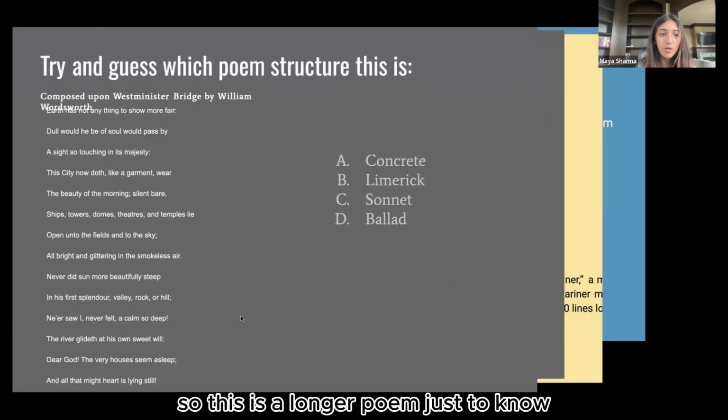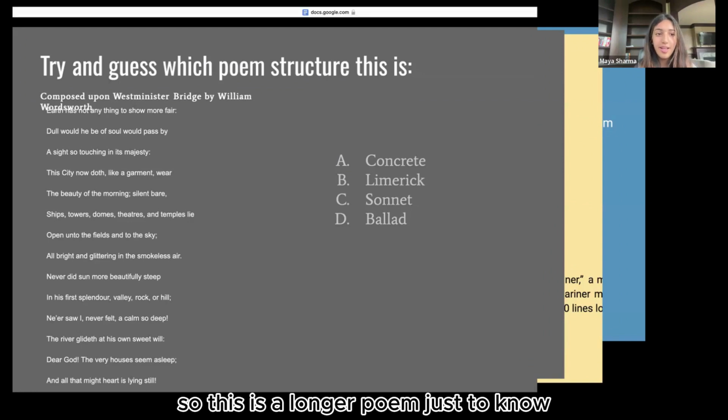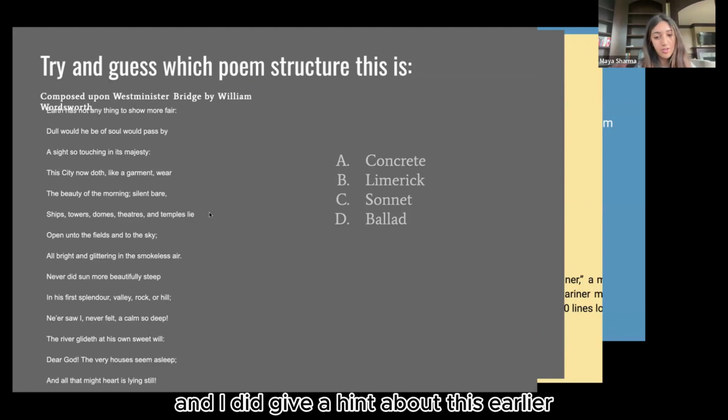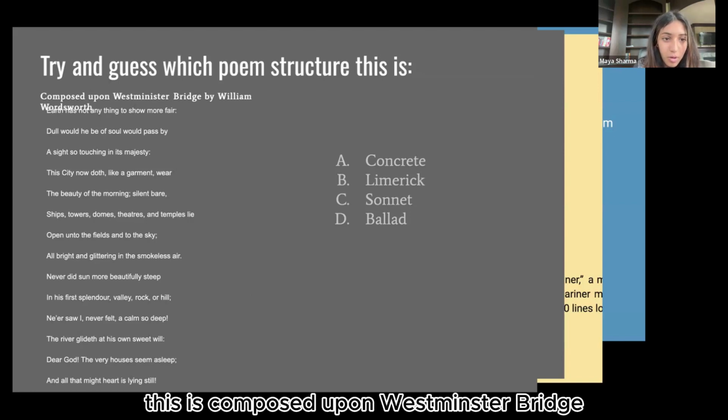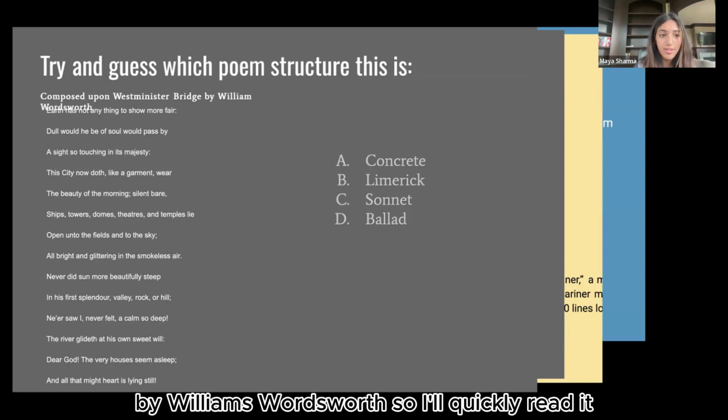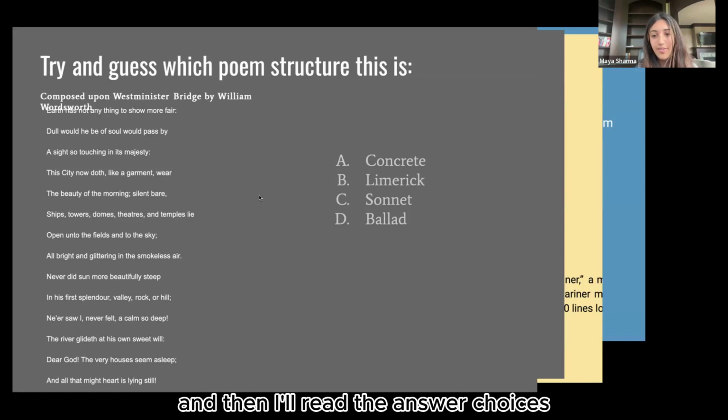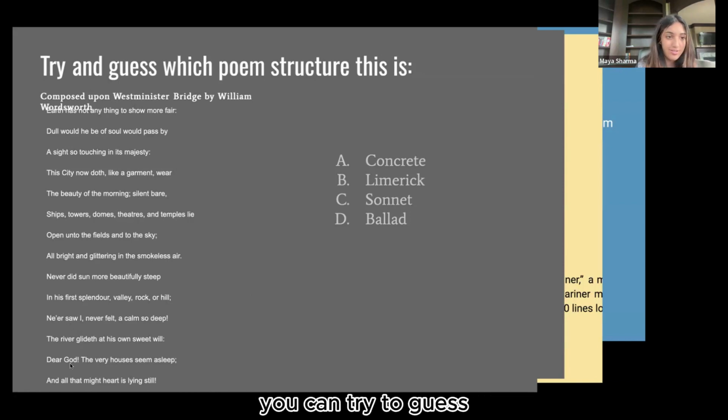So this is a longer poem, just to note. And I did give a hint about this earlier, but it is an older poem, so that might be a hint for you. This is Composed upon Westminster Bridge by William Wordsworth. I'll quickly read it, and then I'll read the answer choices, and you can try to guess.